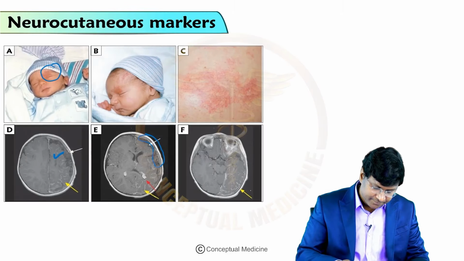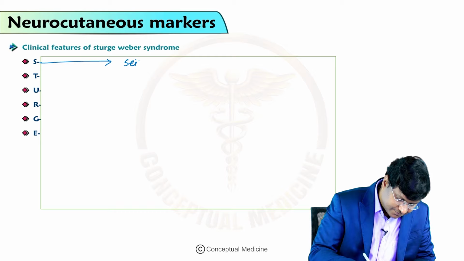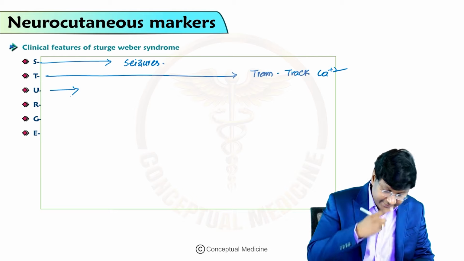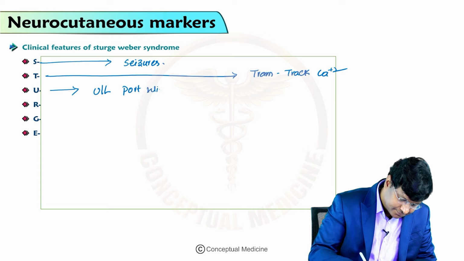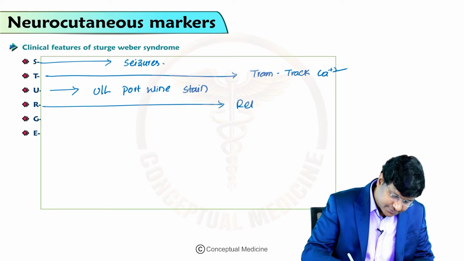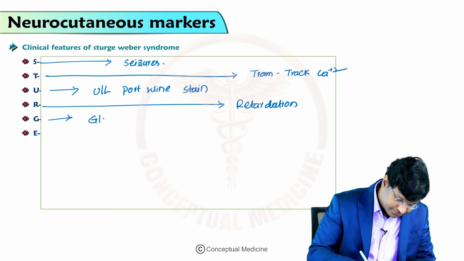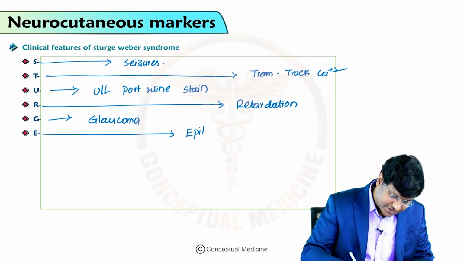And please remember this mnemonic of Sturge-Weber syndrome, that is STURGE. The letter S will be seizures, right? The letter T will be tram track calcification. The letter U will be unilateral port wine stain. The letter R will be retardation. The letter G will be glaucoma. And the letter E will be presence of epilepsy.